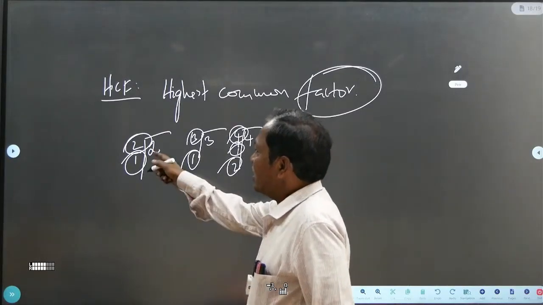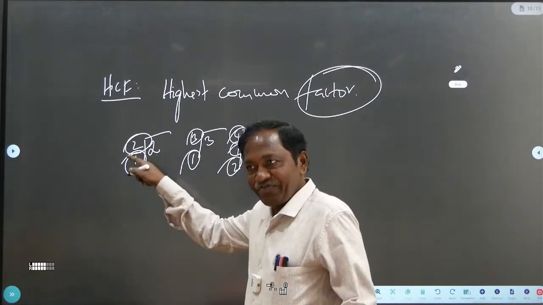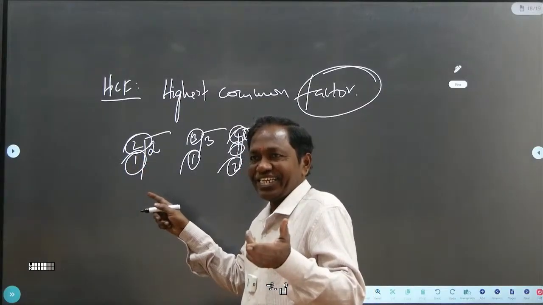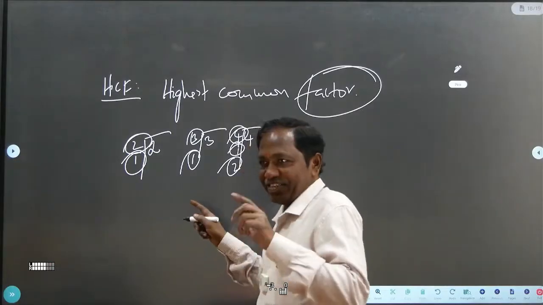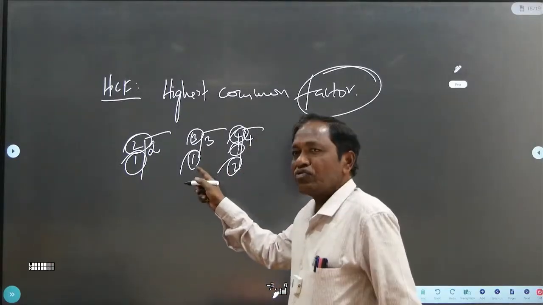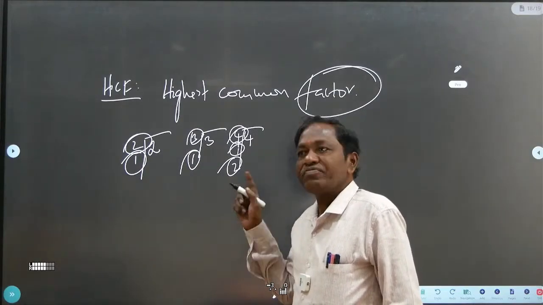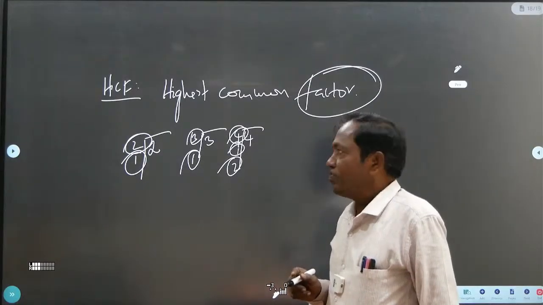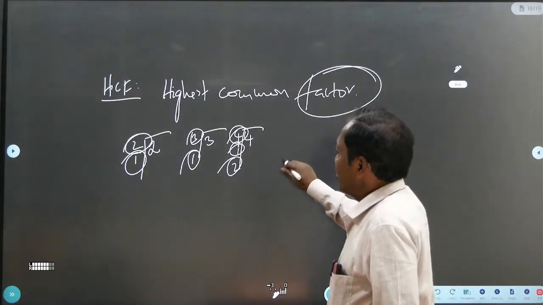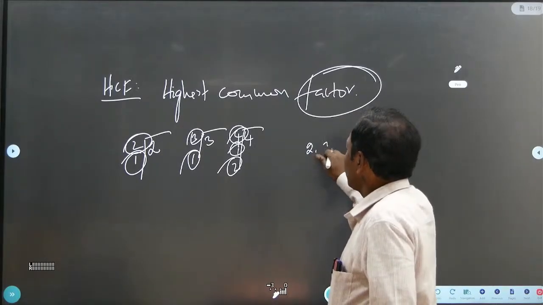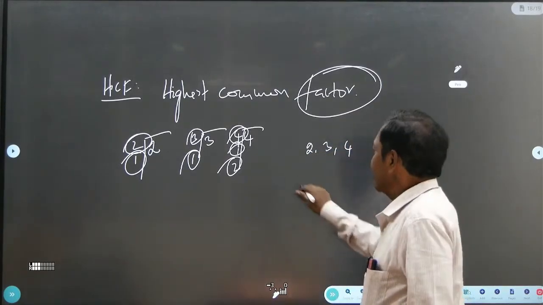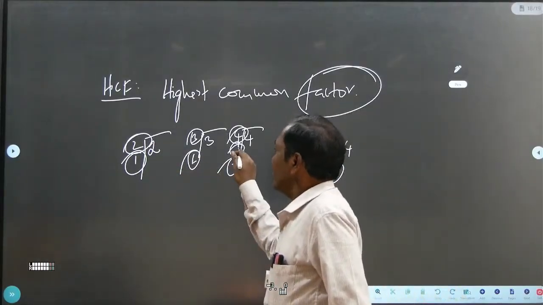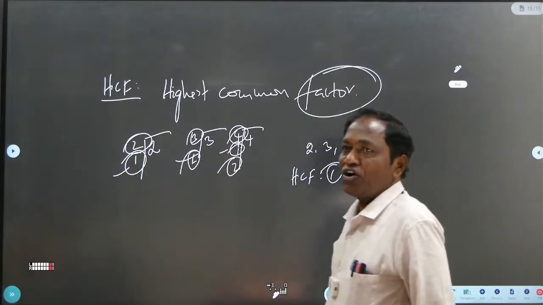What is the highest factor of 2? Itself. For any number, itself is the highest factor. What is the terminology we need? What is the highest factor of 3? Itself. Instead of telling 3, you should say itself. And what is the highest factor of 4? Itself. And what is the common factor of 2, 3 and 4? 1. You can see 1 here and 1 also here. That is a common factor.